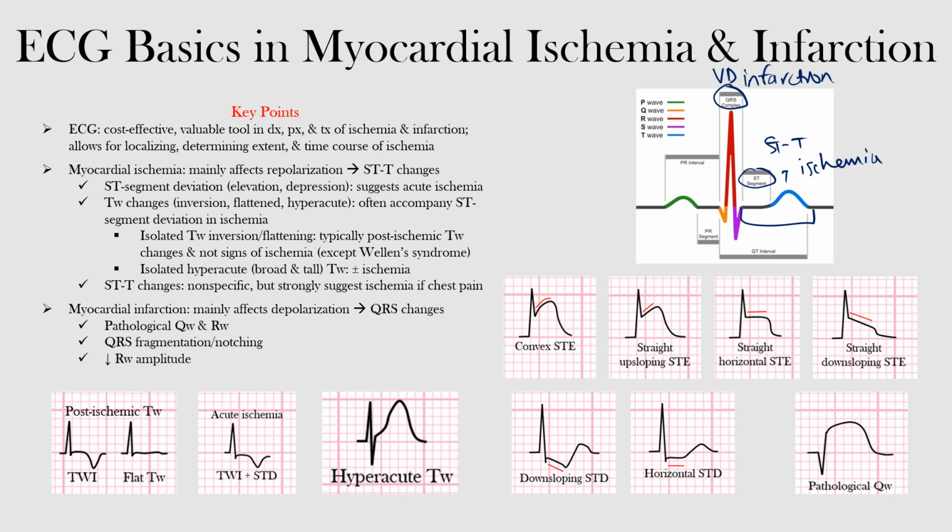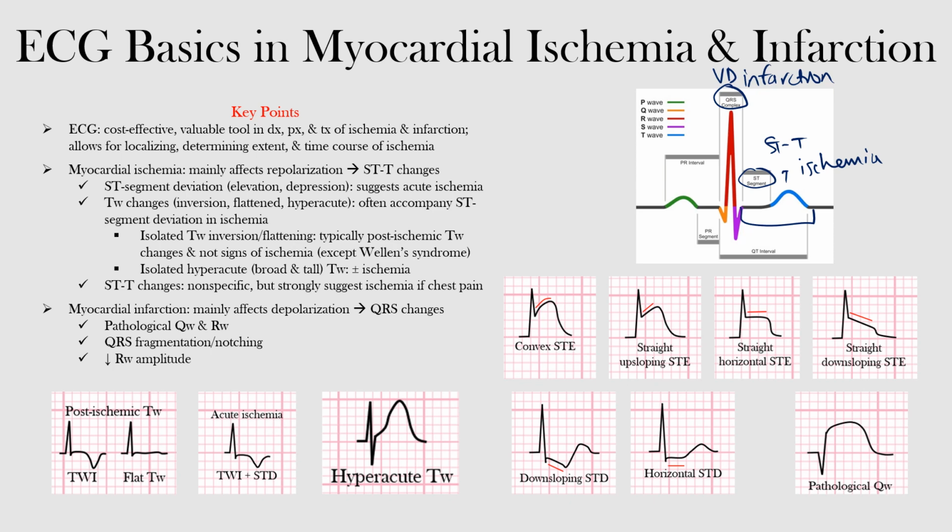There's one scenario in which isolated T wave changes may in fact suggest ischemia, and that's Wellens syndrome, which we will discuss in another lecture. If you see isolated hyperacute T waves, which are very broad and tall T waves, they may actually be a sign of myocardial ischemia. So let's look at some of these examples.